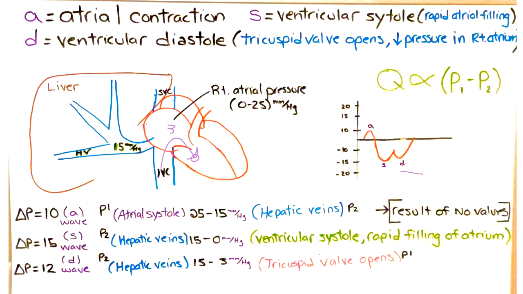Okay, so hopefully that helps to explain why this is an exception to a vein. Any veins that are in close proximity to the heart are going to have ASD waveforms. Most other veins are just going to have phasic flow.